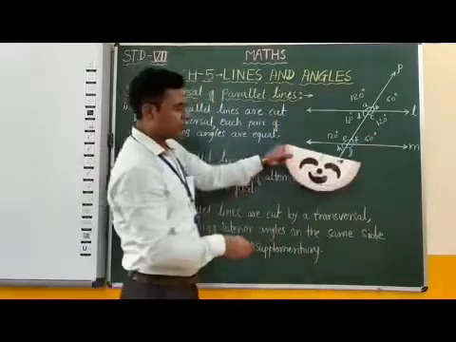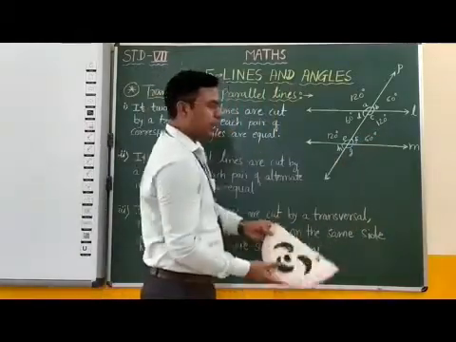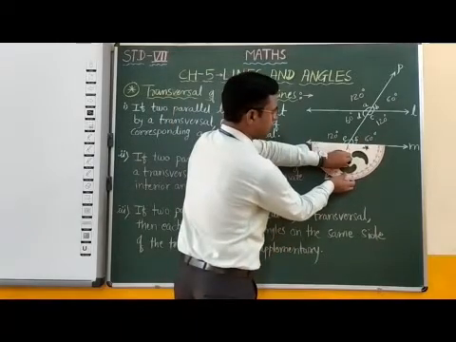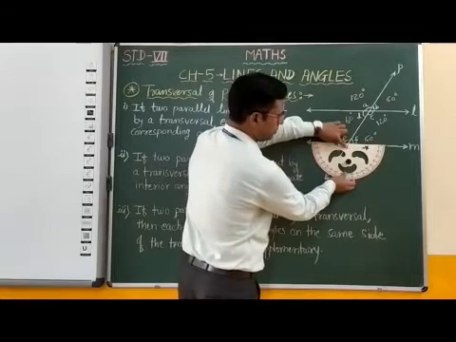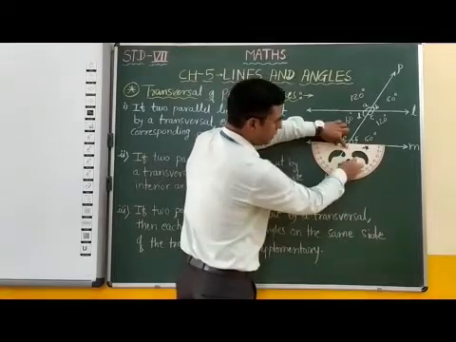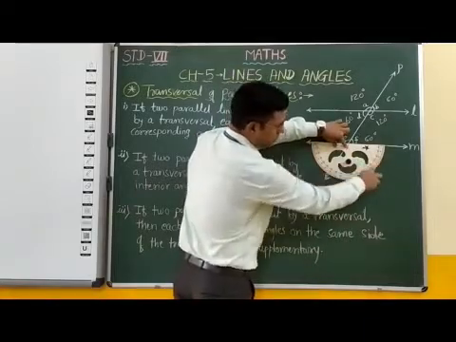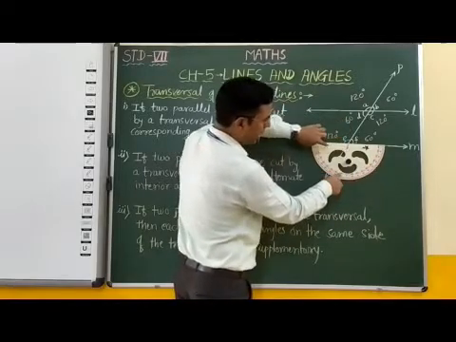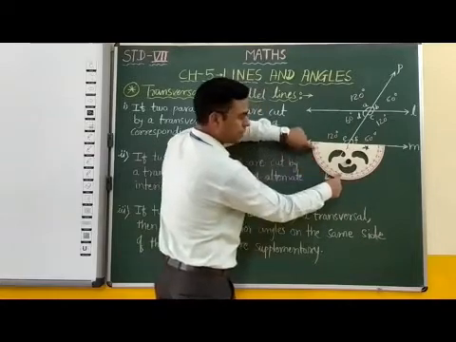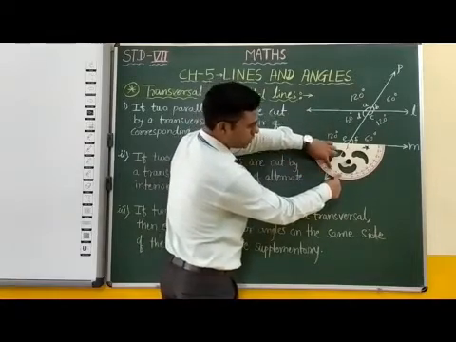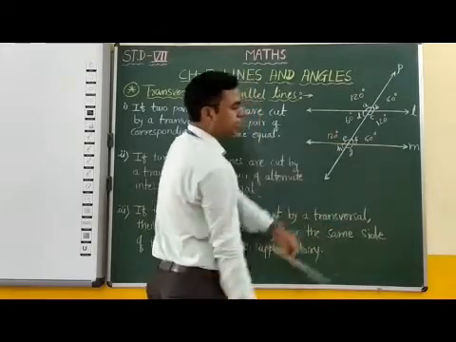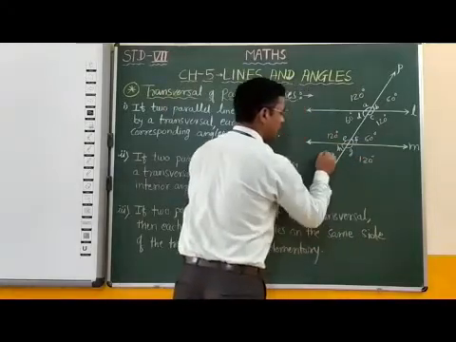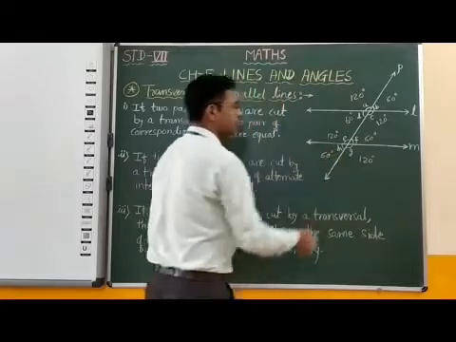Now, angle G and angle H. We measure angle G, that is from 0 to 120. Therefore, angle G is 120, and the last angle H, that is 0 to 60. Therefore, angle H is 60 degrees. So angle G is 120 degrees and angle H is 60 degrees.